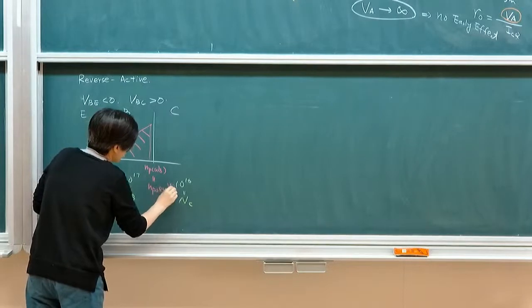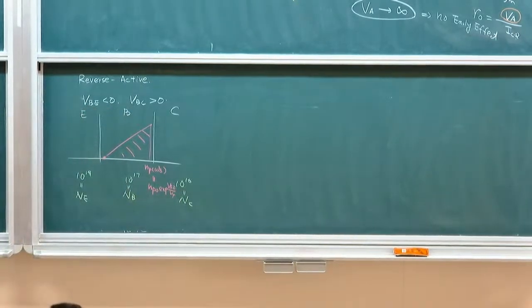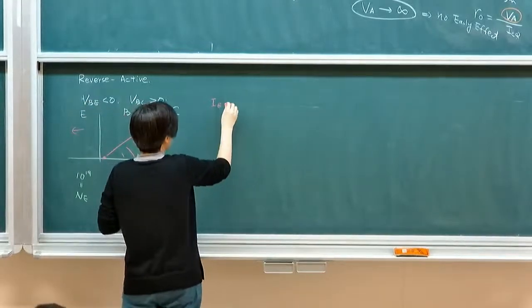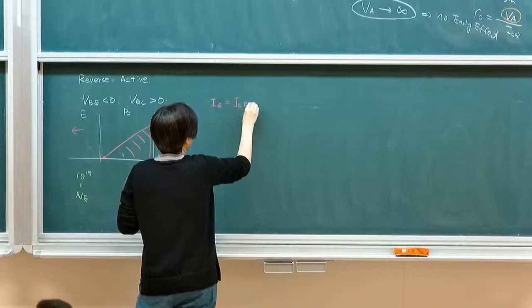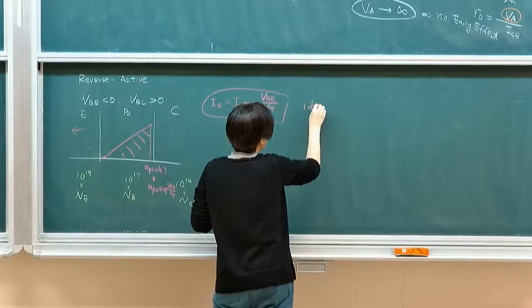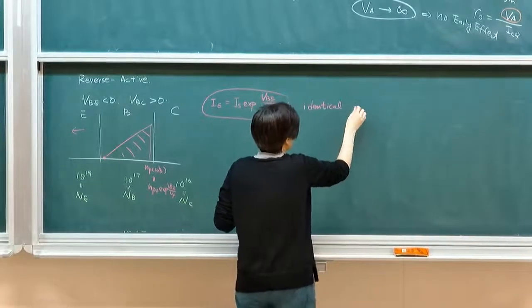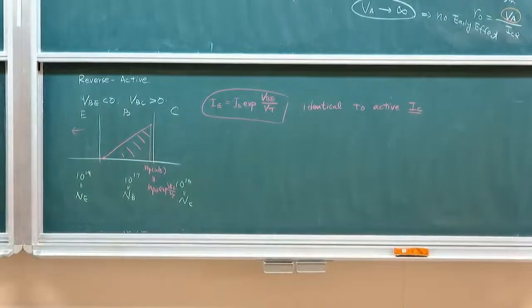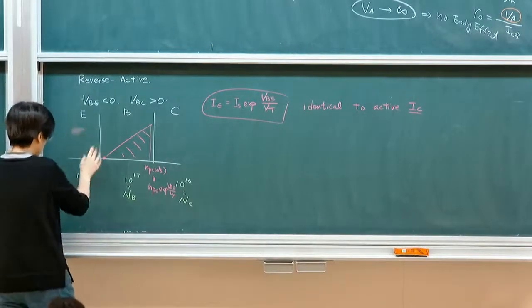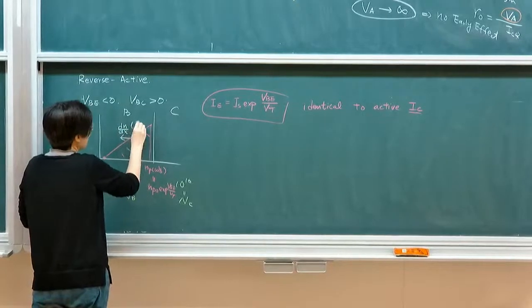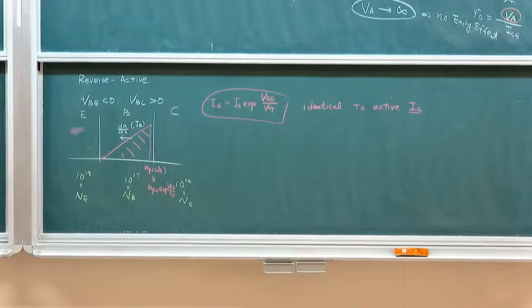Okay? So basically what happens is that your collector current, or I should say it becomes the emitter current. If I'm drawing my emitter current in this case, this is my emitter current. So my emitter current will then become IS exponential VBE over VT. So it's identical to active, the IS is the same as IC in active. So there's no loss in creating the electron current. Your electron current is the same. You actually have the same DN, it's just in reverse direction. And this is the electron current component. The electron current is identical because your base is identical.